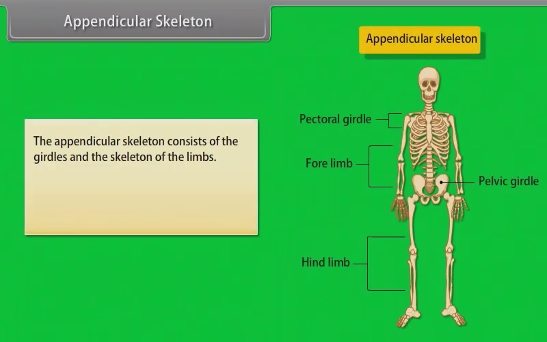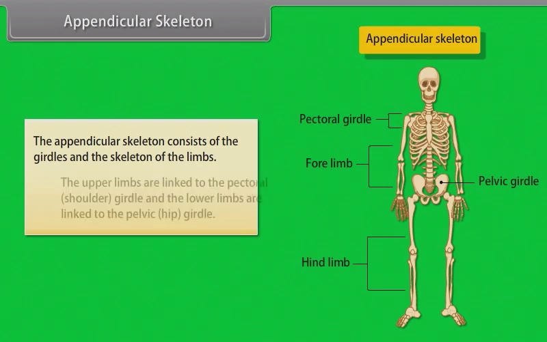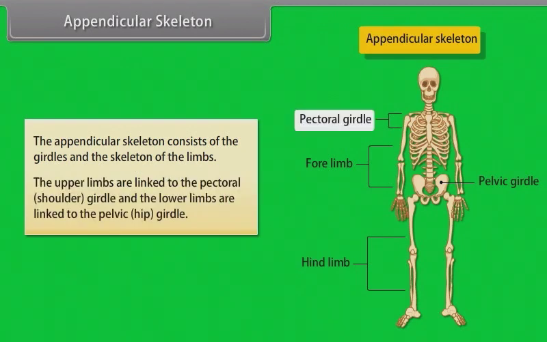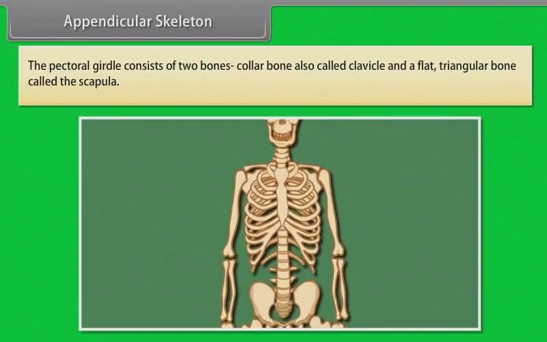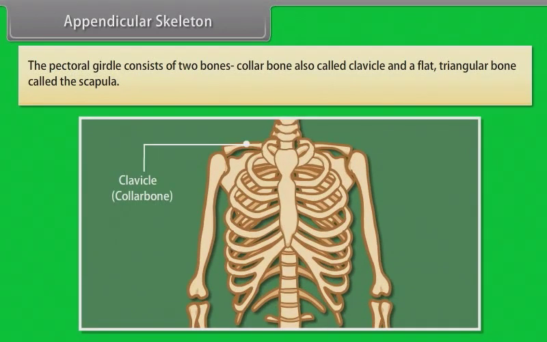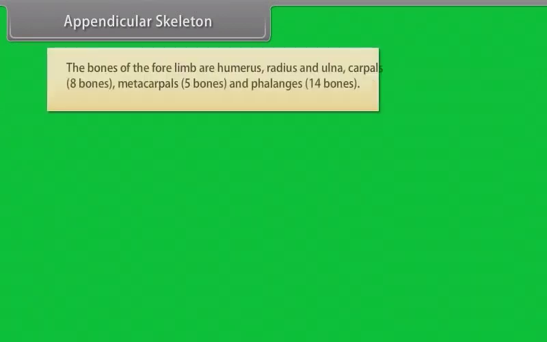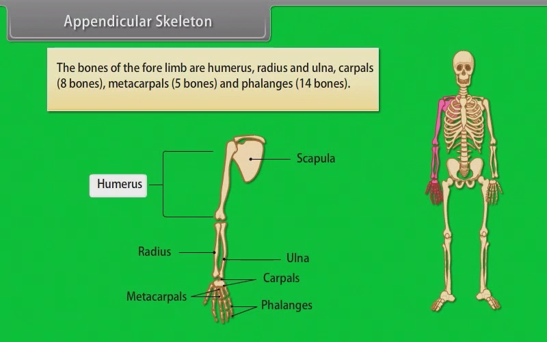Appendicular skeleton. The appendicular skeleton consists of girdles and the skeleton of the limbs. The upper limbs are linked to the pectoral or shoulder girdle, and the lower limbs are linked to the pelvic or hip girdle. The pectoral girdle consists of 2 bones, the collar bone, also called clavicle, and a flat triangular bone called the scapula.